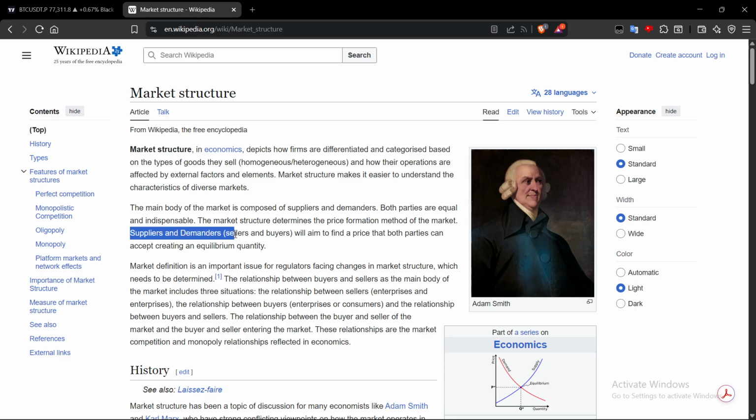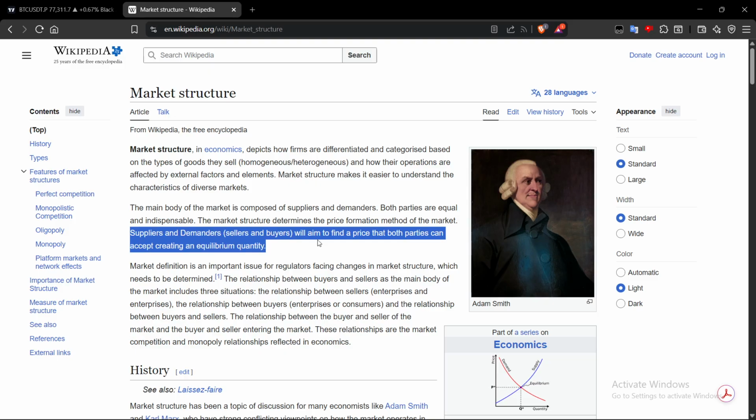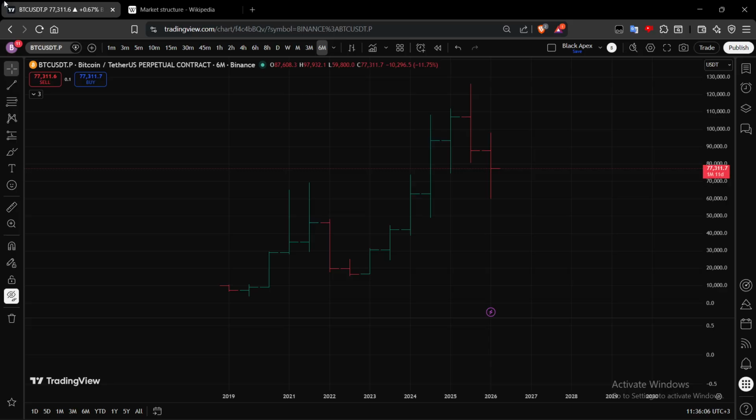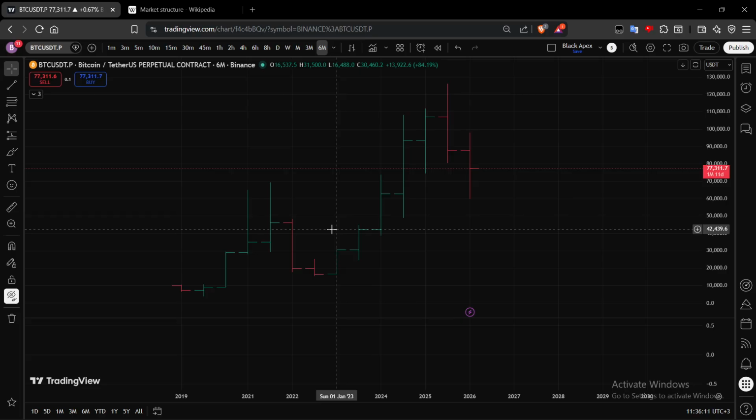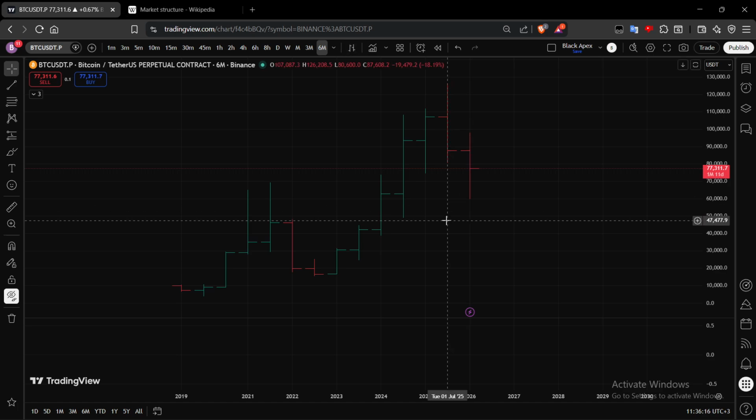Market suppliers and demanders, sellers and buyers, will aim to find a price that both parties accept, creating an equilibrium quantity. So let us take it to our field of markets. So what is market structure? Market structure, as we've seen from Wikipedia, is what happens when buyers and sellers agree, and in that they create a price, and in time, price creates market structure.